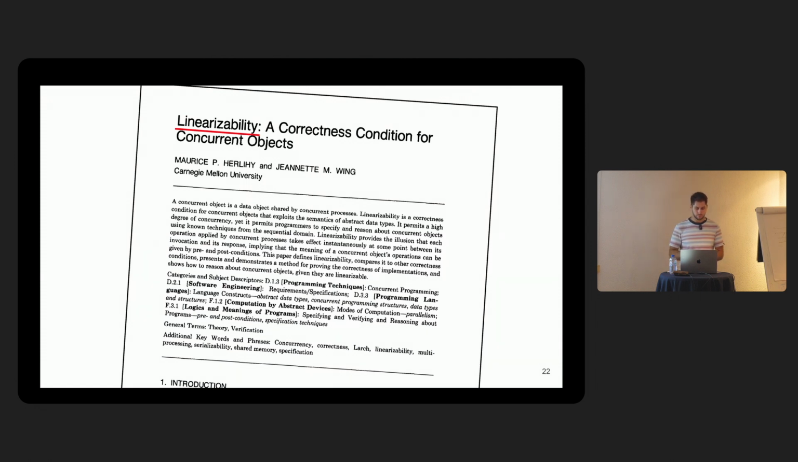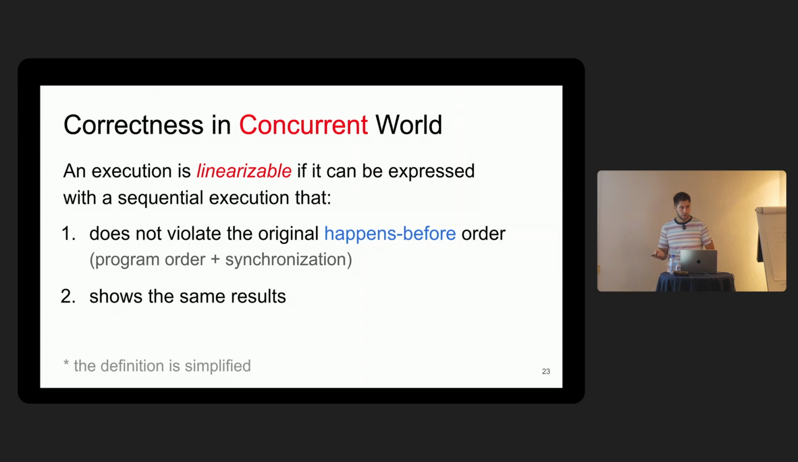linearizability. And to remind you, we call an execution linearizable if we can express it with some sequential execution that does not violate the happens before order. So it doesn't violate the program order and the synchronization between threads. And also, it produces the same results. Of course, it's a simplified version of the definition, but the intuition is that.